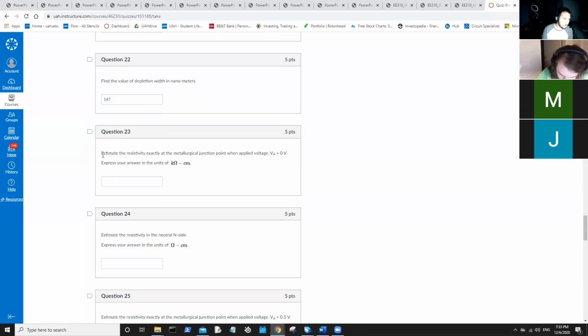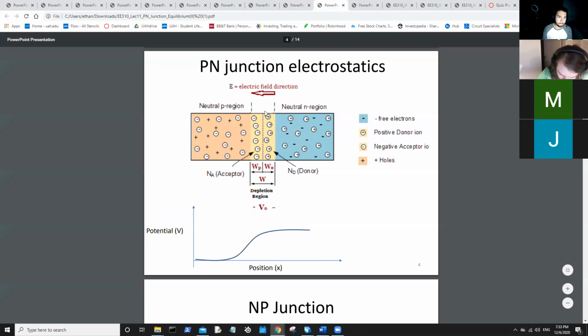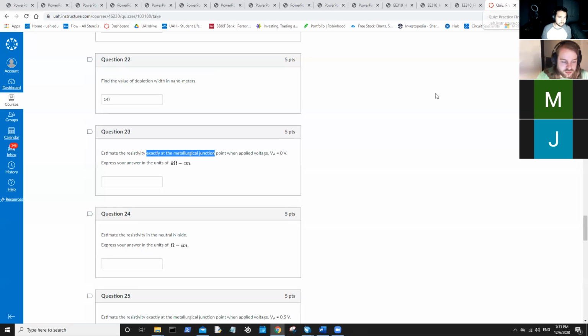Then question 23, estimate the resistivity exactly at the metallurgical junction point. This right here, you'll see this a lot when it comes to PN junction questions. This just means that X equals 0, or right here, right at that dotted line. So that's the metallurgical junction point, X equals 0, whatever you want to call it. So it's asking right there. So the resistivity at that point, when the applied voltage is 0, aka at equilibrium, is at its maximum, well, no, not its maximum point, is at its highest point in the equilibrium system.